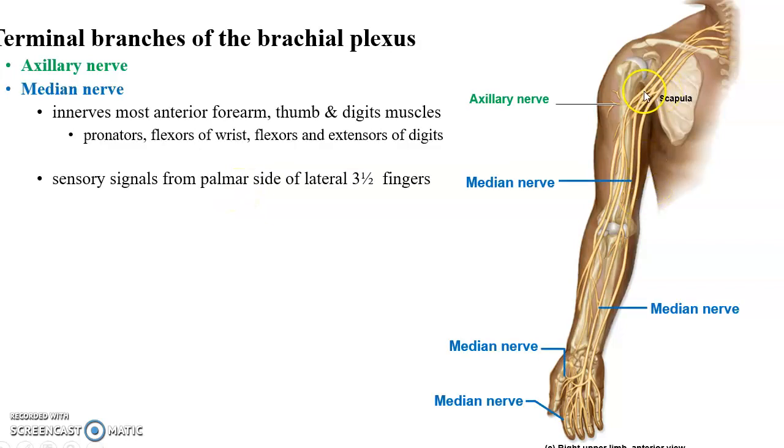The median nerve, as we see here, traveling down the middle of the forearm, innervates most of the anterior forearm, the thumb and digits. This includes the pronators, flexors of the wrist, flexors and extensors of the digits. Also gets sensory information from the palmar side of the lateral 3.5 fingers. So think the digits 1, 2, 3, and part of 4.